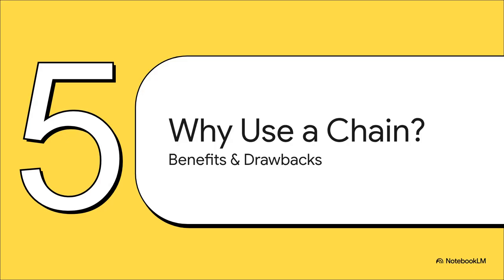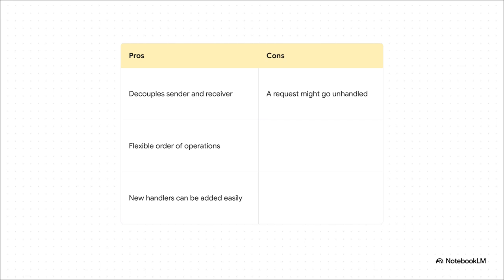Now, I know what you might be thinking. This sounds like a lot of extra work, right? Why set up this whole chain of objects instead of just looping through a simple list? Well, as it turns out, the advantages are pretty significant. The benefits are huge. You get that loose coupling we were talking about, which is great. And you get this incredible flexibility to reorder operations, even while the program is running. But it does come with one major catch. Because there's no guaranteed receiver, a request could, in theory, travel the entire chain and never actually get handled.